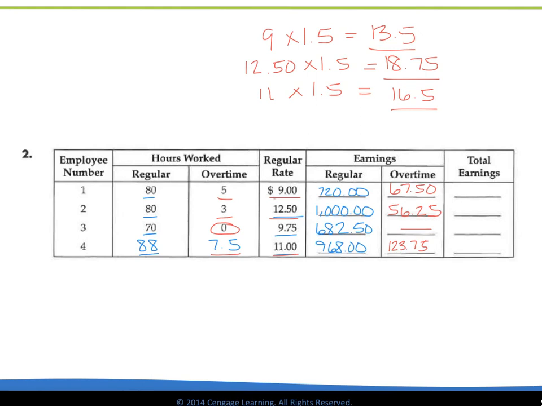Now I need to calculate my total earnings. I'm just going to add together my regular and my overtime earnings. So I get $787.50, $1,056.25. I didn't have any overtime pay for employee 3, so I'm really not adding anything there. So my total earnings is just the $682.50. Employee 4, I'm going to add those two together. And I'm going to get $1,091.75. Okay, so we just calculated the total earnings for those 4 employees.